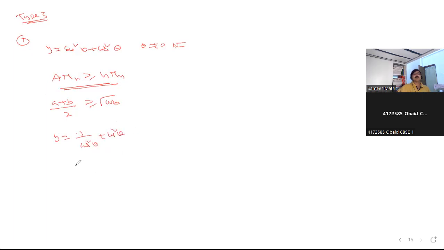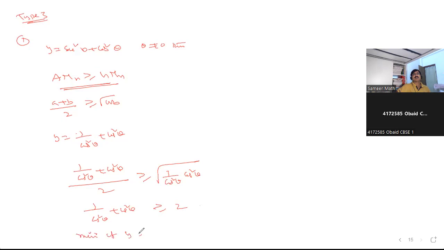So what you have to do? Arithmetic mean: 1 by cos square theta plus cos square theta divided by 2 is greater than or equal to under root of 1 by cos square theta times cos square theta. What happens, sir? The product is 1, so the right side is 1, and the sum is greater than or equal to 2. So the minimum value of y is 2. What is the maximum? Infinity, sir. You need not worry, directly you can say that it is infinity.